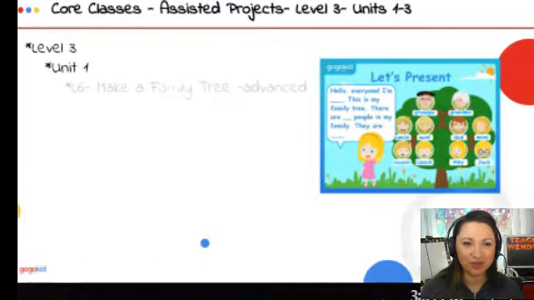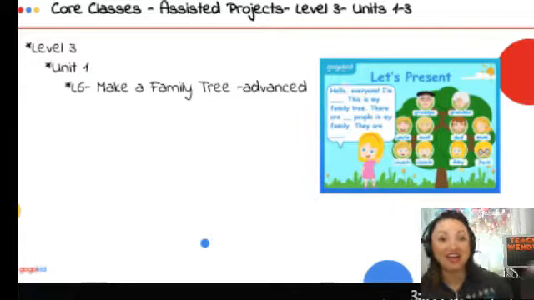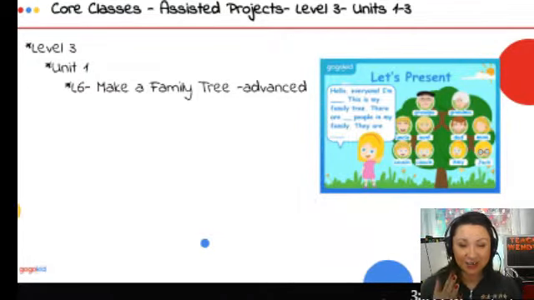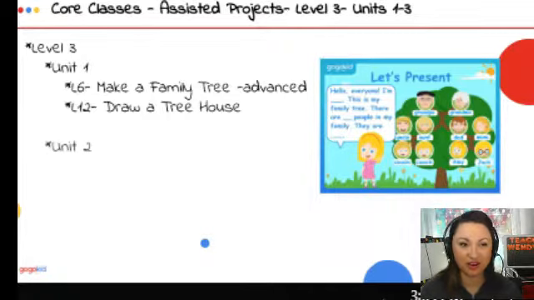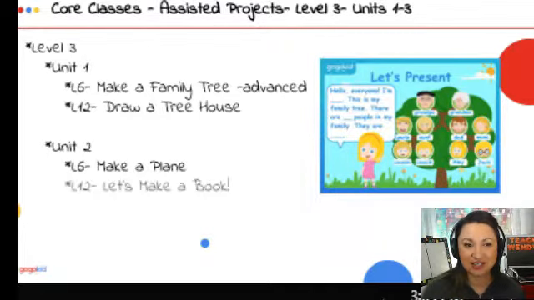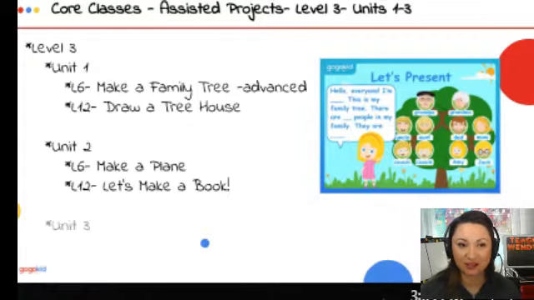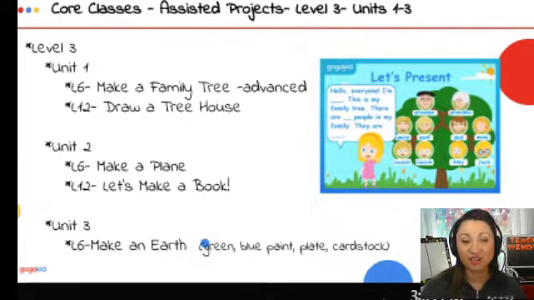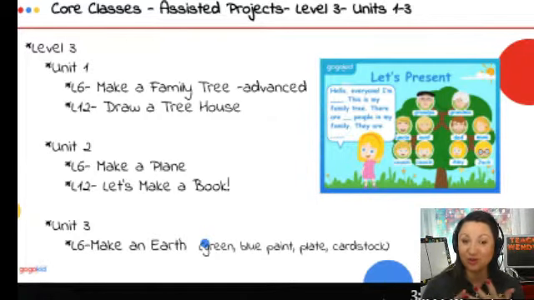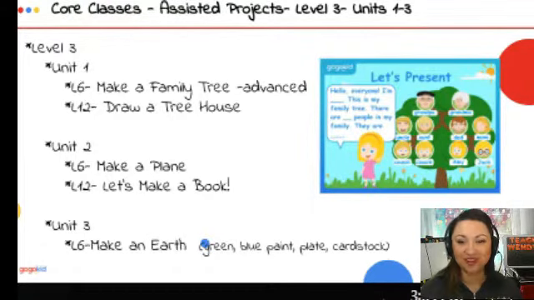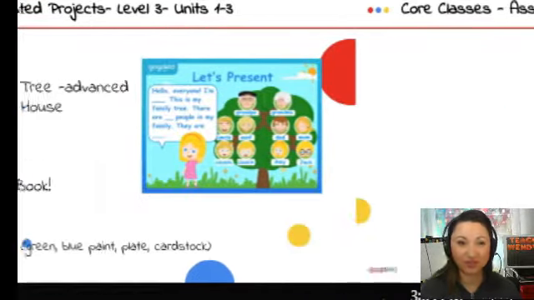And in Level 3, Unit 1, you will see one called Make a Family Tree. It's more of an advanced project where you'll see some of those extended family members that you don't cover in that earlier level. Lesson 12 is Draw a Tree House. Unit 2, Lesson 6 is Make a Plane, and Lesson 12 is Let's Make a Book. And in Unit 3, Lesson 6 is called Make an Earth, and so you'll need green and blue paint, a paper plate, some cardstock. So make sure that you preview that lesson if you see it on your schedule. And Lesson 12 is one called Draw a River.